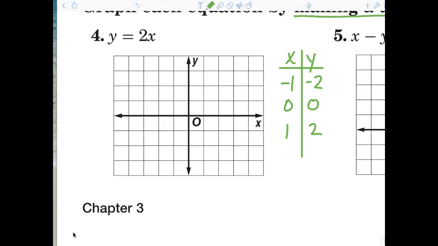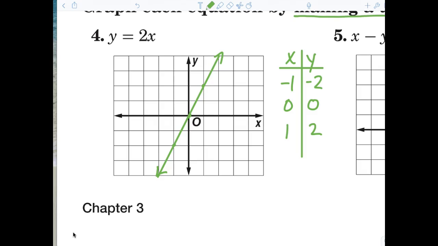Now, you just have to graph those 3 points. So when we graph those points, -1, -2, 0, 0, and 1, 2, what do you notice about all 3 of those points? They line up and form a what? A line. Beautiful. Another straight line. Or hopefully a straight line. Yeah, Walker, I haven't seen your lines yet, but I'll be over there in a minute. Does anybody have any issues with that?